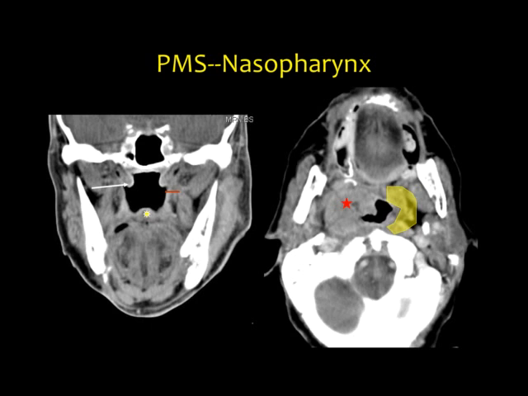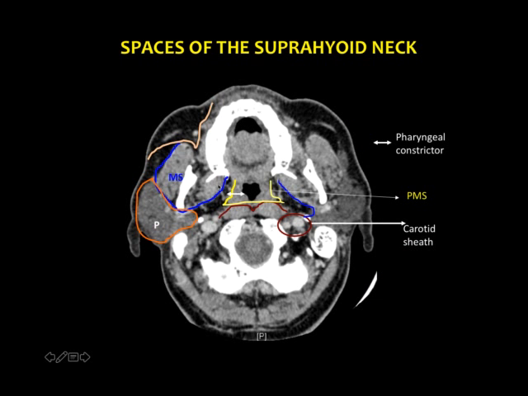Why do you have to differentiate between the pharyngeal mucosal space and the parapharyngeal space? The parapharyngeal space involvement is a T3 disease in nasopharynx, whereas the origin of the disease for the nasopharynx is from the pharyngeal mucosal space. The pharyngeal mucosal space will give origin to the disease that is bounded by the pharyngobasilar fascia. So this is the fascia over here, the pharyngobasilar fascia, which is very well seen on MR.